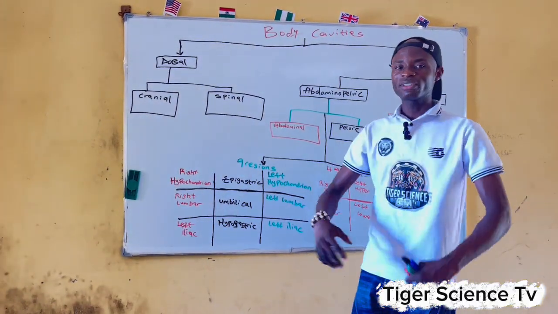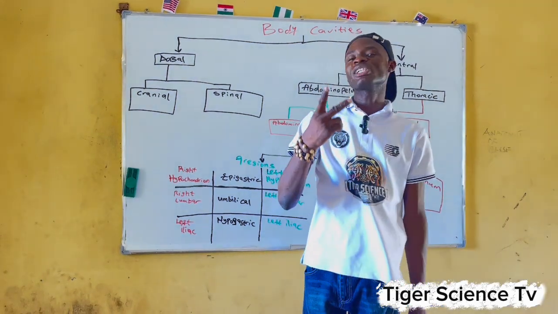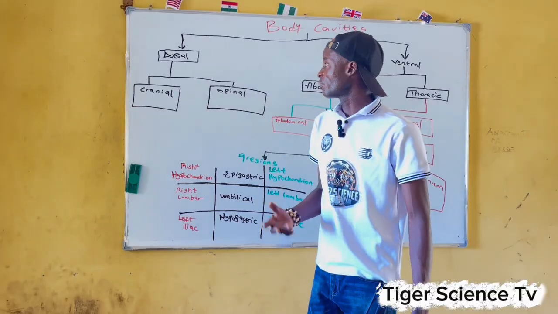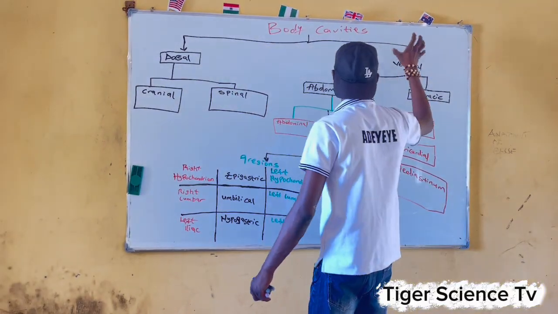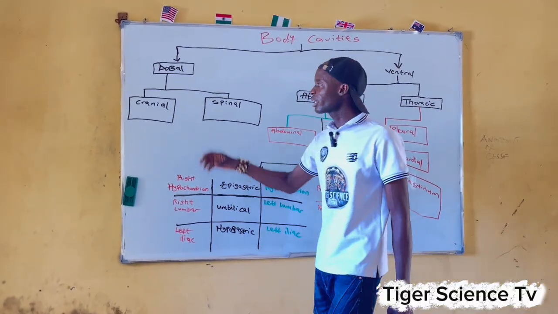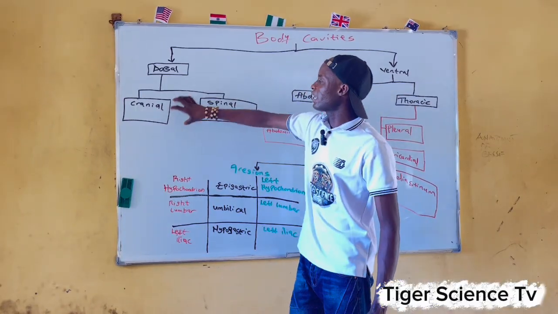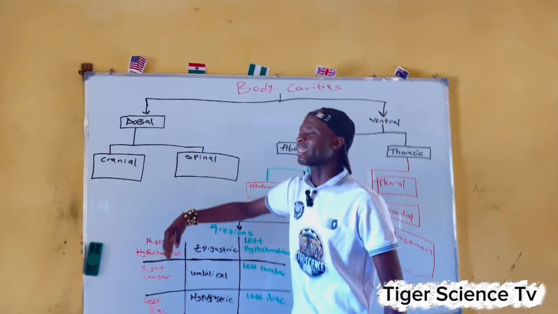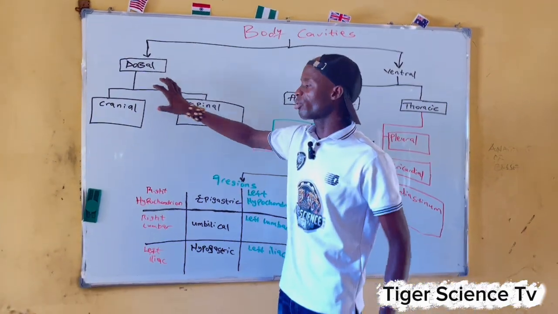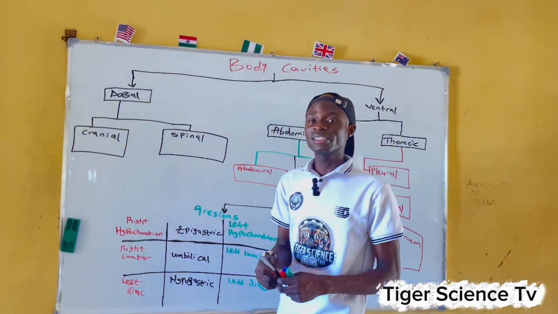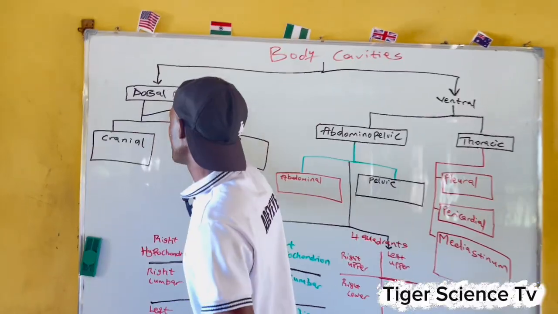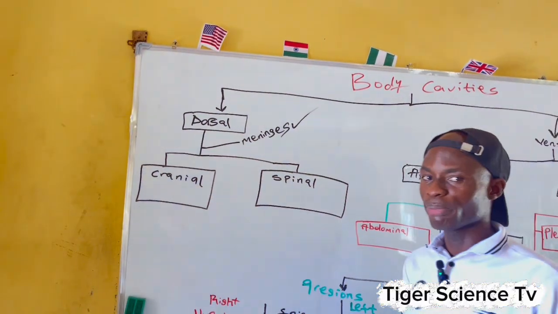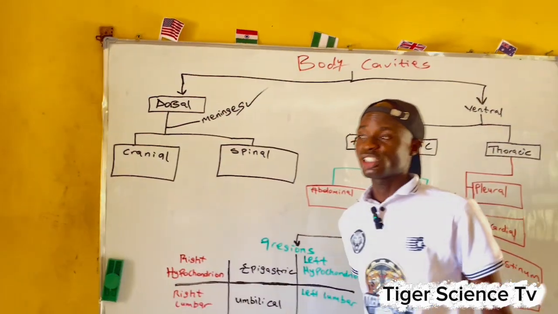So now here we have the divisions of body cavity. Body cavity is subdivided into two major divisions. We have the dorsal body cavity and the ventral body cavity. Now, one thing about the dorsal body cavities is that they are continuous with each other and they are not separated. That's what we have about the dorsal body cavity. Which membrane lines this dorsal body cavity? We call it the meninges. Alright, we're going to discuss the meninges in detail when we get to the teaching of the nervous system.